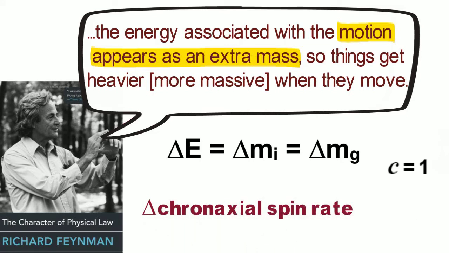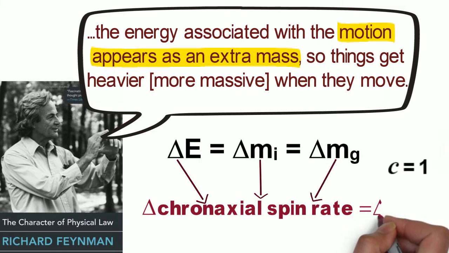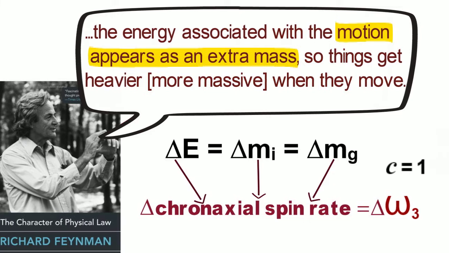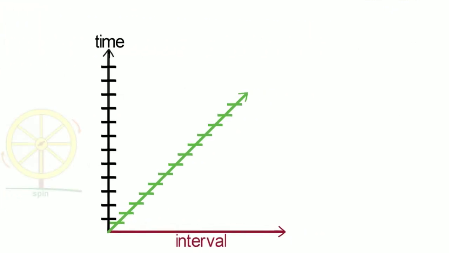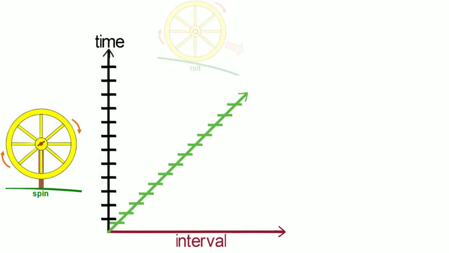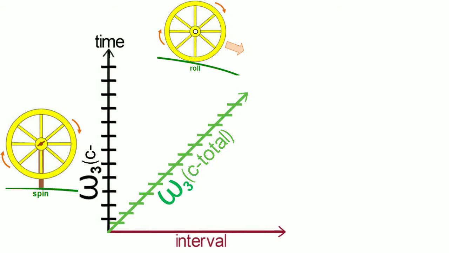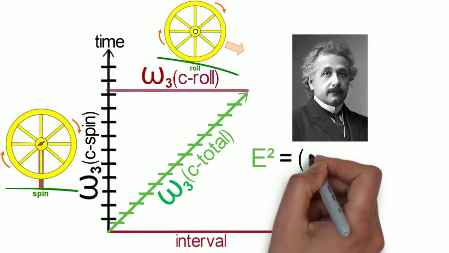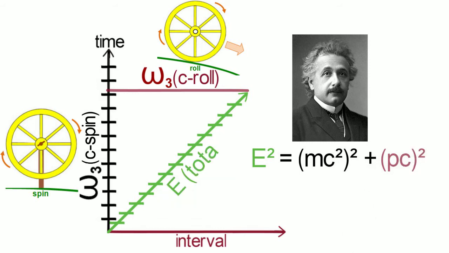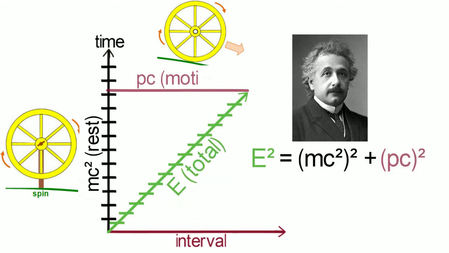As such, it unifies linear and angular momentum, in that linear motion is equivalently manifested by omega 3. Thus, linear momentum and solid angular momentum are one and the same. Just as a wheel can turn on its axle while at rest or by rolling along, total chronaxial spin may be seen as a combination of rest and motion components. Einstein's energy equation corresponds as that vector sum in Euclidean interval time coordinates.